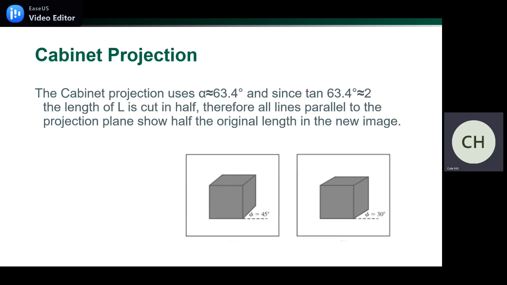The cabinet projection uses alpha equal to 63.4, and since tan of 63.4 is approximately 2, the length on the cube is cut in half for lines that are parallel to the projection plane. You can see that this is a somewhat more realistic view of it. It looks more natural.